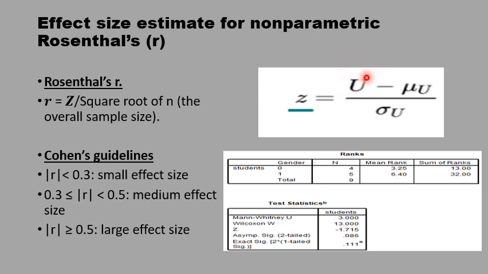It was 3, and then we divide this by the standard error of the mean to obtain the z-score, and we use the z-score to obtain the effect size, that is Rosenthal's R. If the effect size is less than 0.3, then it's a small difference between the two groups. If it's between 0.3 and 0.5, it's medium, and if it's more than 0.5, then this is a large effect size.